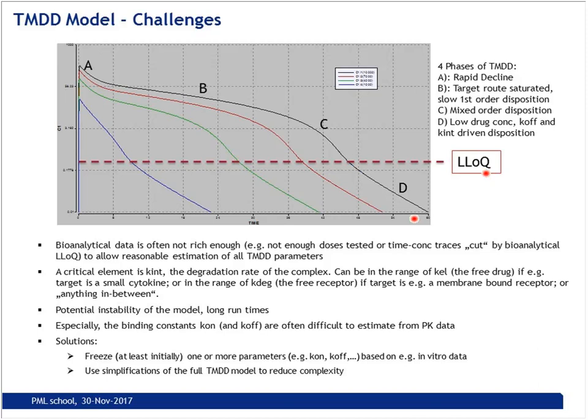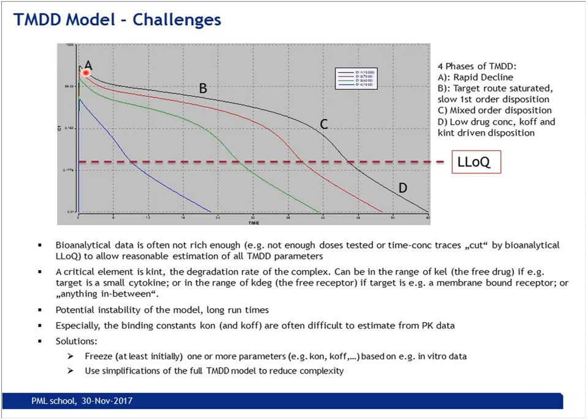And together with the fact that there are quite some parameters, as you've seen on the previous slide, this often leads to a potential instability of the model and long run times. Especially the binding constants K on and possibly also K off are often difficult to estimate from PK data. If you think about K on, that's the on rate of binding. This will likely be very quick, and once you take your first sample in your clinical study, most of the binding will have already happened. So this is often not really in the bioanalytical data.